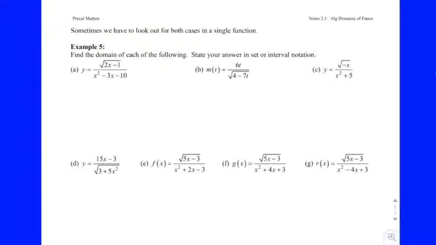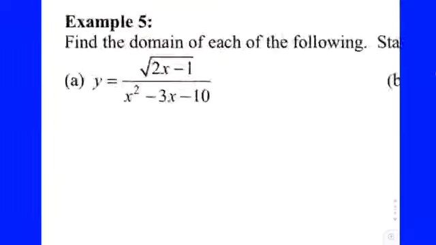Okay, guess what we're going to do now? Now we're going to put them both together. Example 5. Find the domain of each of the following. State your answer in interval notation.